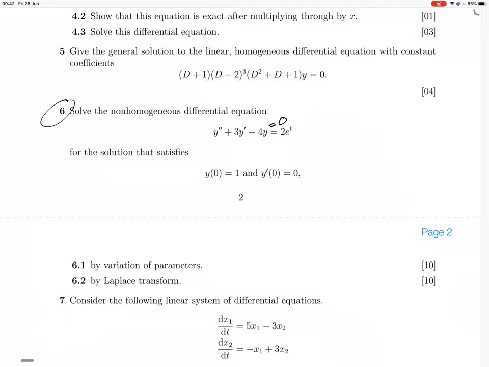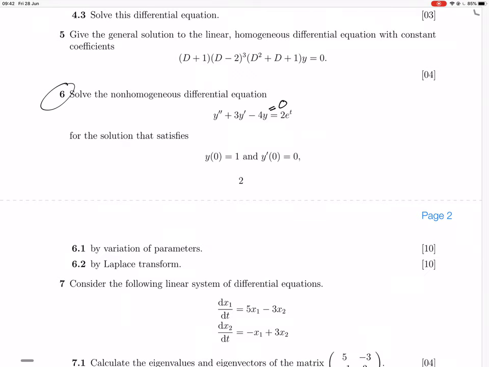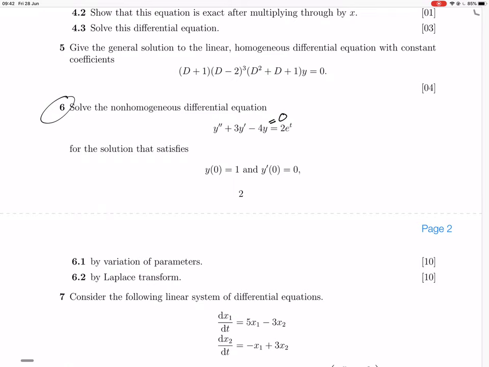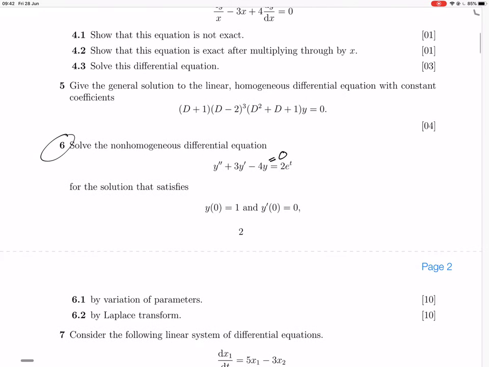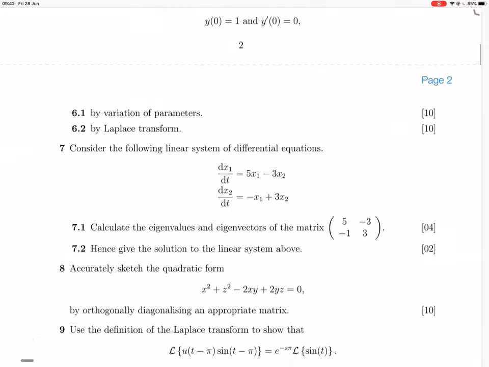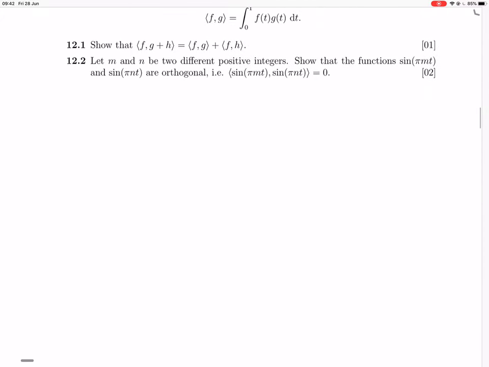We should bear in mind we have initial conditions y(0) equals 1 and y'(0) equals 0, which will get rid of any constants. Okay, so the equation is y'' plus 3y' minus 4y equals 2e^t. So first of all, we want the homogeneous version. Well, in fact, let's not even bother writing that down. Let's just write down the auxiliary polynomial.